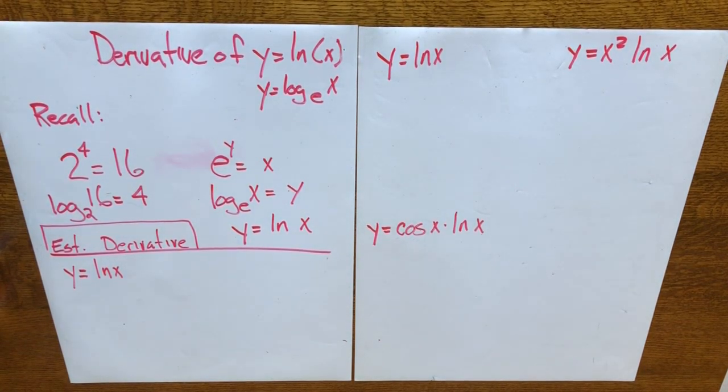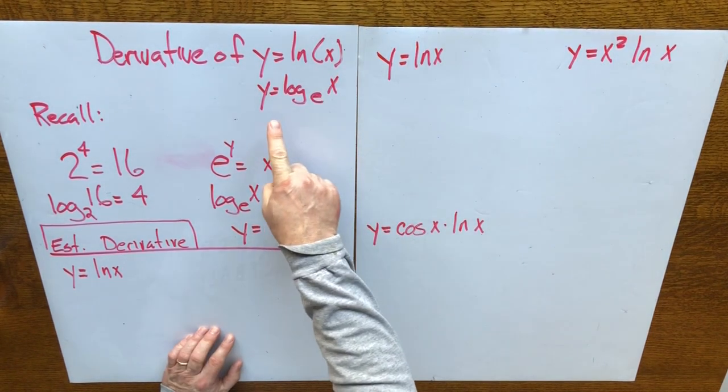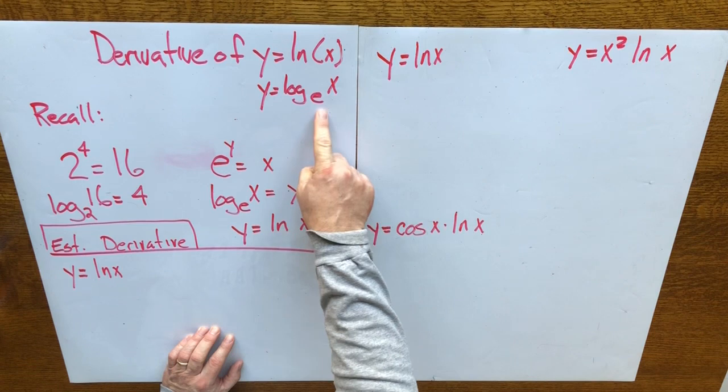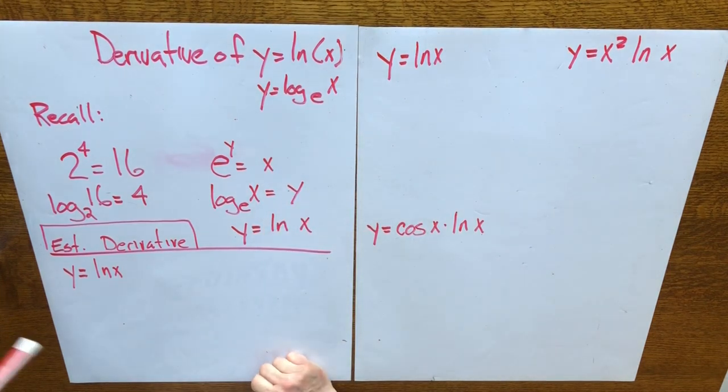Today we're going to look at the derivative of y equals ln x, which is just y equals the log of x to base e. So it's a famous logarithm. It has its own button on the calculator. I just wanted to remind you of a few things.